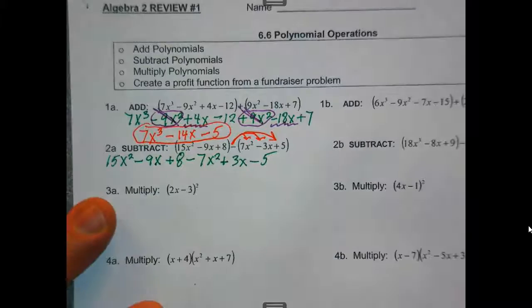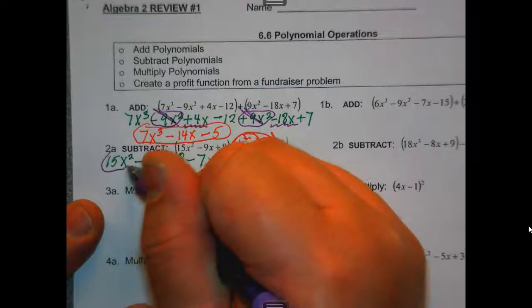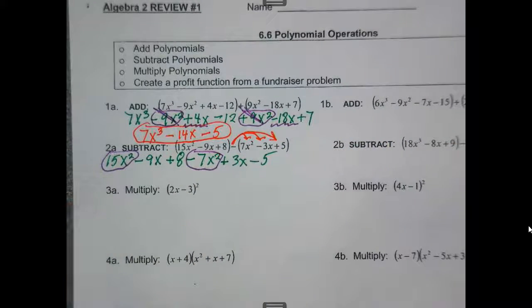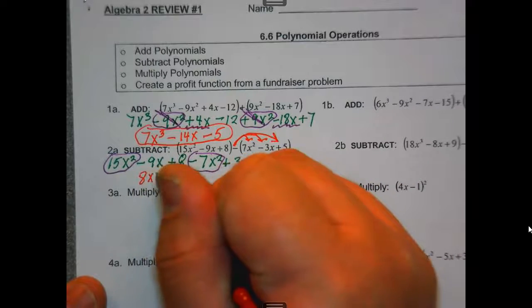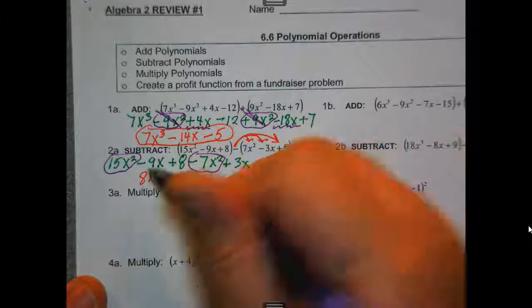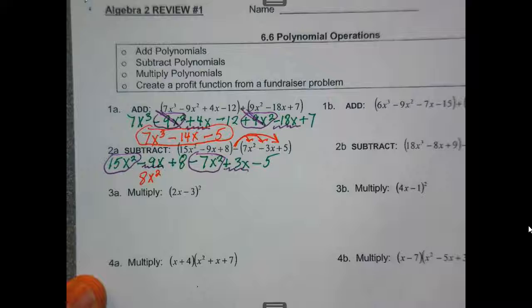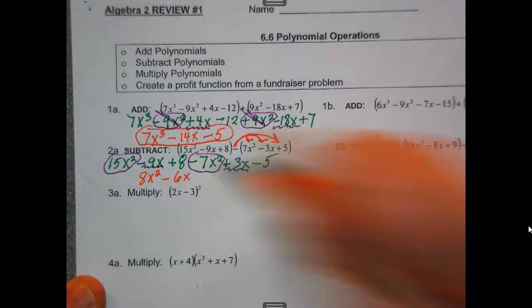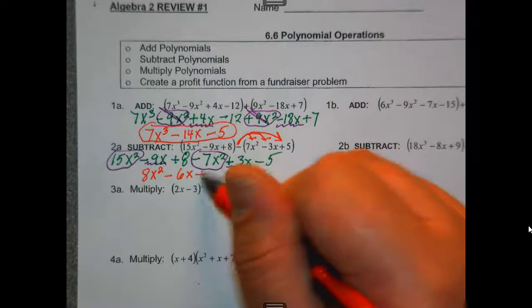Okay, combine some like terms here. 15x squared, negative 7x squared, 8x squared, negative 9x, and positive 3x, negative 6x, and 8 minus 5. 3.